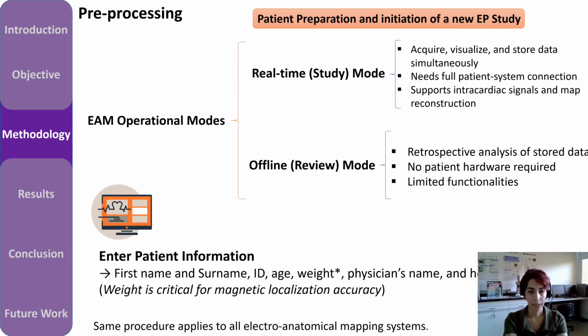And we need to enter patient information as well. So first name, surname, ID, the age of the patient, the physician's name and hospital's name, and the weight of the patient, which is the most important part if the system has magnetic localization technology, because it calculates the magnetic field according to the weight of the patient.